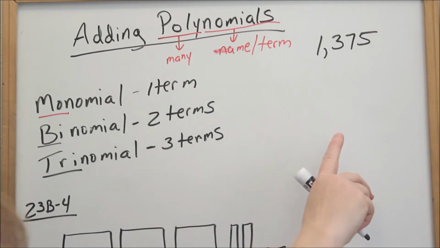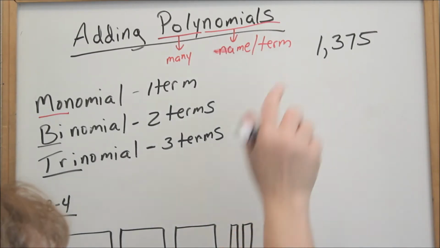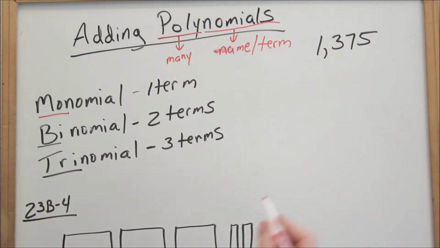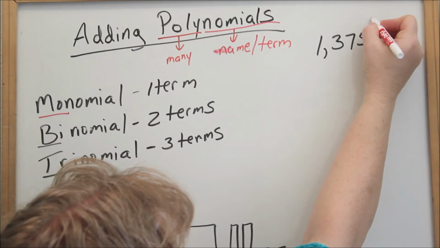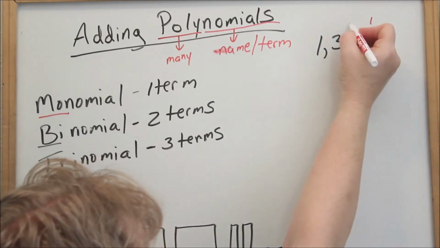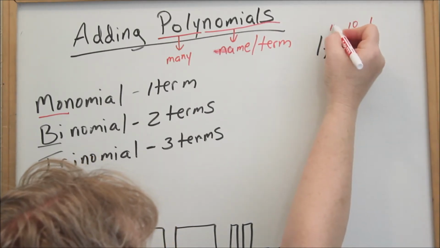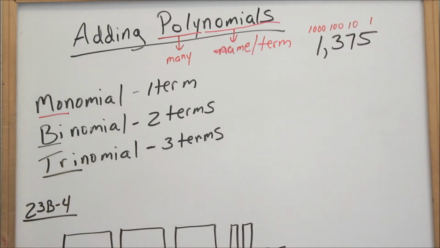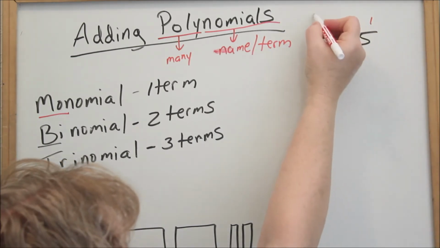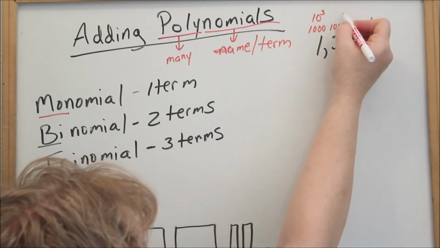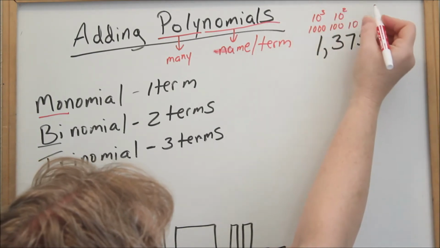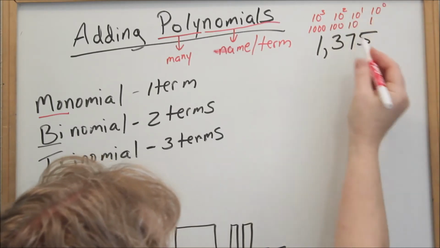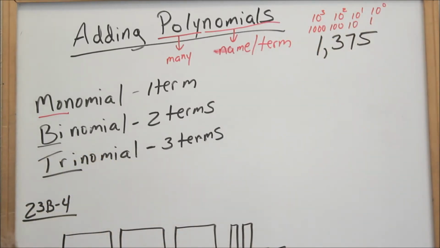So, let me show you with our numbering system, 1,375, okay? In our numbering system, that is our ones place value, that is your tens place value, that is your 100s, and that's your 1,000. When we put those in exponential form, 1,000 is 10 cubed, 100 is 10 squared, 10 to the first, 1 is 10 to the 0. Do you see how your exponents count down?